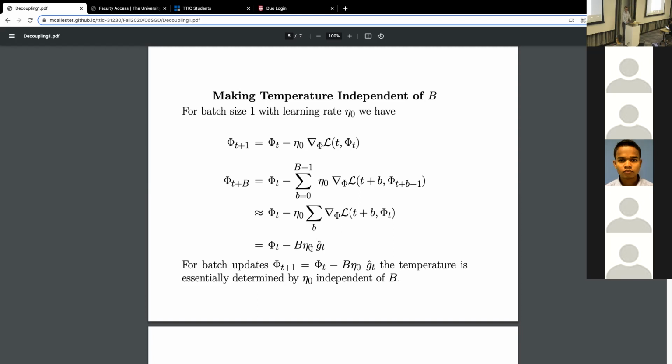So if eta, so it's sort of equivalent to this, right? If this is the optimal learning rate at batch size 1, this should be the optimal learning rate at batch size B if G hat is defined to be the average, because this B will cancel the 1 over B in the definition of G hat.